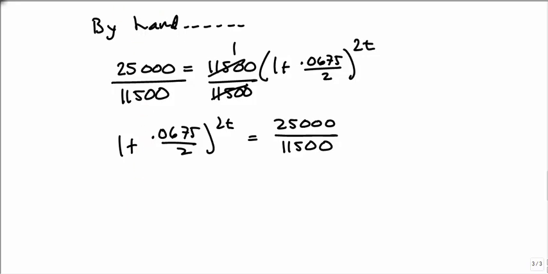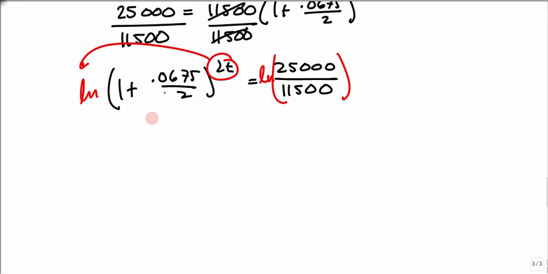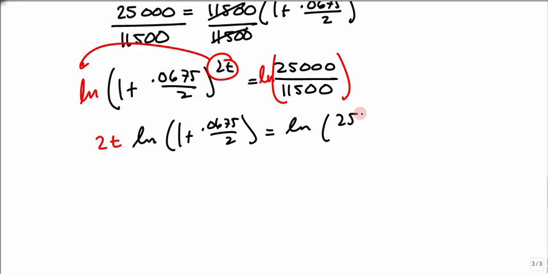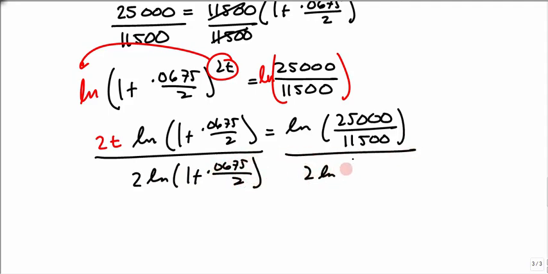You could either take the log or the natural log of both sides. It doesn't matter. The whole idea of taking the natural log of both sides is so I can pop that 2t out front. So I have 2t times the natural log of (1 plus 0.0675 over 2) equals the ln of 25,000 over 11,500. Now the whole idea is to solve for t. What's in the way of t being by itself is the 2, and then this big natural log argument. And of course, whatever you do to one side, you do to the other.